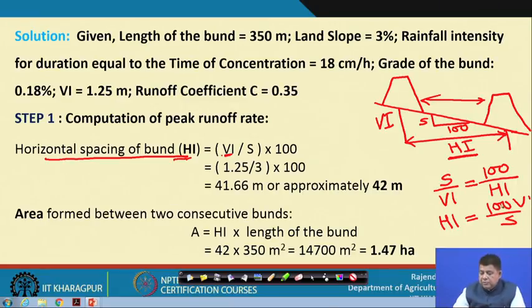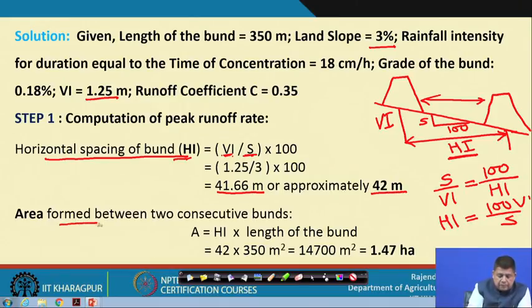So, that is the formula here, 100 VI by S. As I also said in the previous class, you really do not need to remember all the formulae all the time; many times you can derive the formulae. In this case for us vertical interval is already given, land slope is already given as 3%. So, both the unknowns are given here. Putting the value of VI and S, if you calculate that, we find that HI is equal to 41.66 meters, or approximately 42 meters.